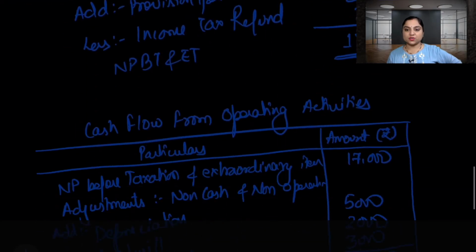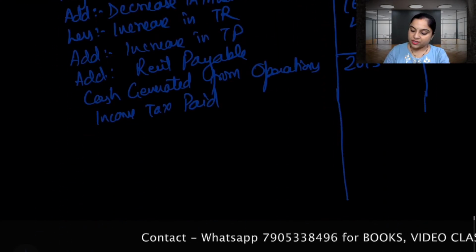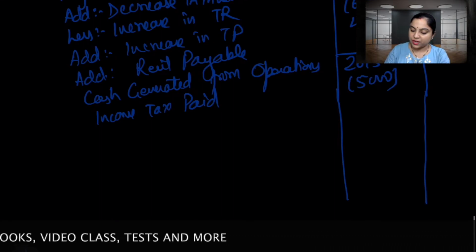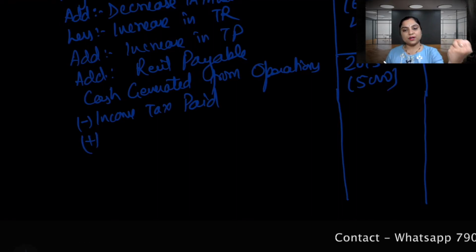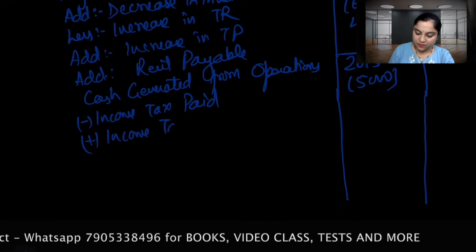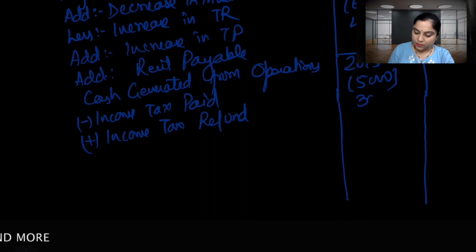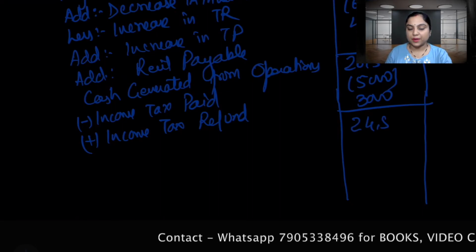When you are paying, it's going out of your pocket. Just keep track of your pocket: is it filling with cash or reducing the cash? And we receive an income tax refund. While receiving the refund, we are again keeping it back into the pocket. Rupees 3,000, I remember, so 24,500.